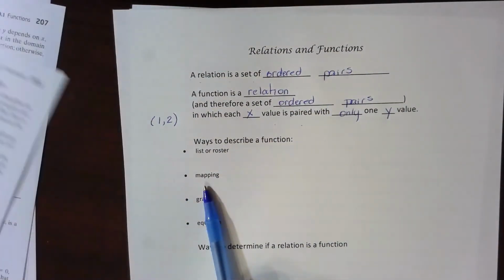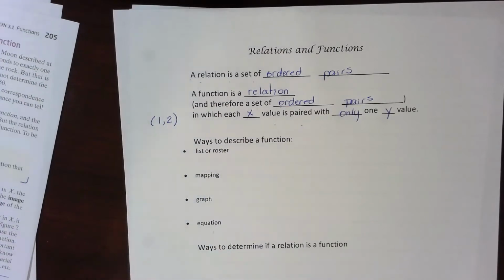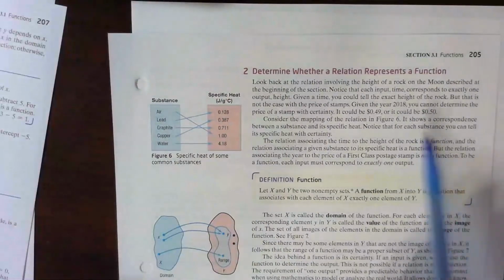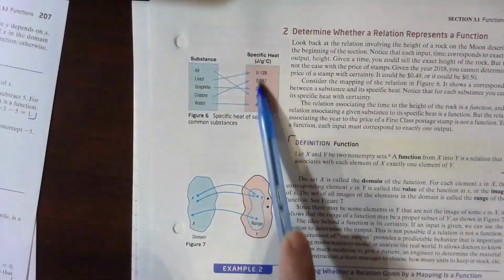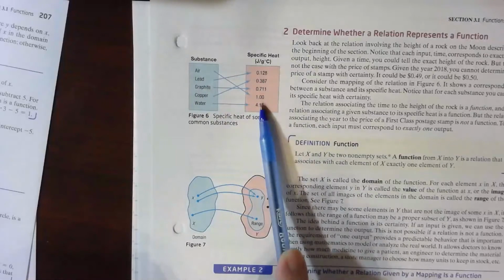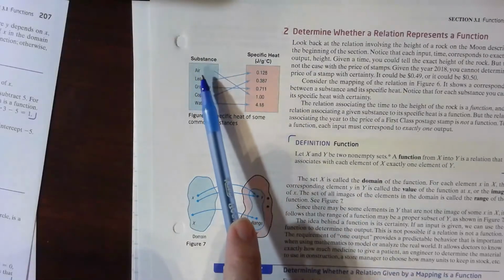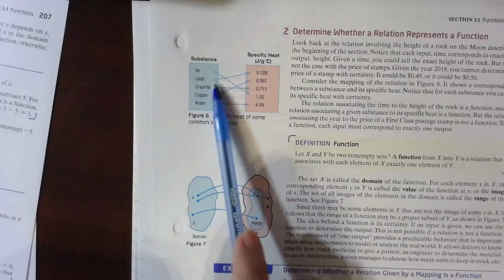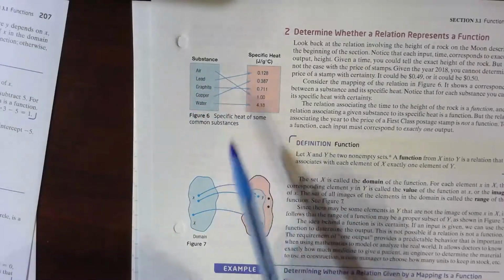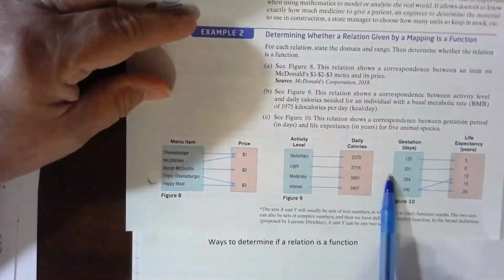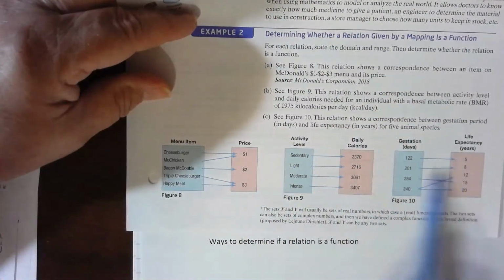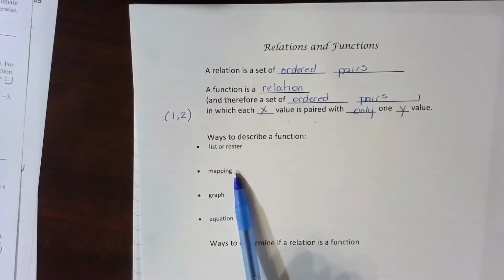Another way for describing it is what's called a mapping, and there's several mappings on page 205. It's when you organize the two sets. It's called the domain and the range. Often it's x and y, but in this case it's not. But it's when you just literally map. This goes with this. This goes with this. Down at the bottom of that page, there's several mappings. And that's what it means to describe it by mapping.